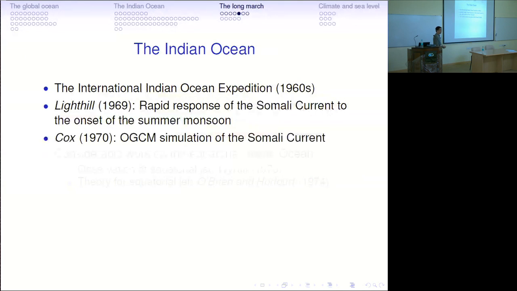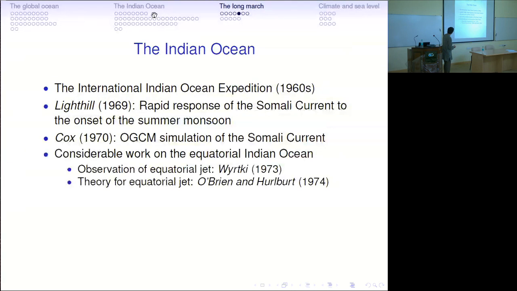Amazingly, the first major GCM simulation for any basin was for the Indian Ocean. In 1970, Michael Cox, using the Bryan-Cox model, did an OGCM simulation of the Somali current. The first one was for the Indian Ocean. After that, there was a long gap.